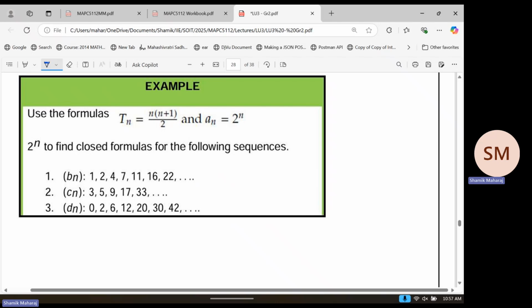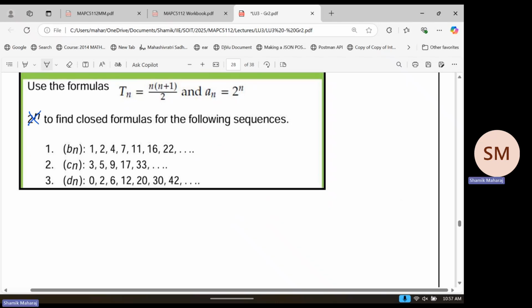Okay, so anyway, let's explain the question. Firstly, let's read the question. Let me just clear a typo here. That's not needed. The question says use the formulas, and it gives us two formulas, to find closed formulas for the following sequences. The sequences are given here, 1, 2, and 3. We have to use the formulas given above, the Tn and An, to somehow find closed formulas for Bn, Cn, and Dn. So let's at least do one of them. We'll see about the others.